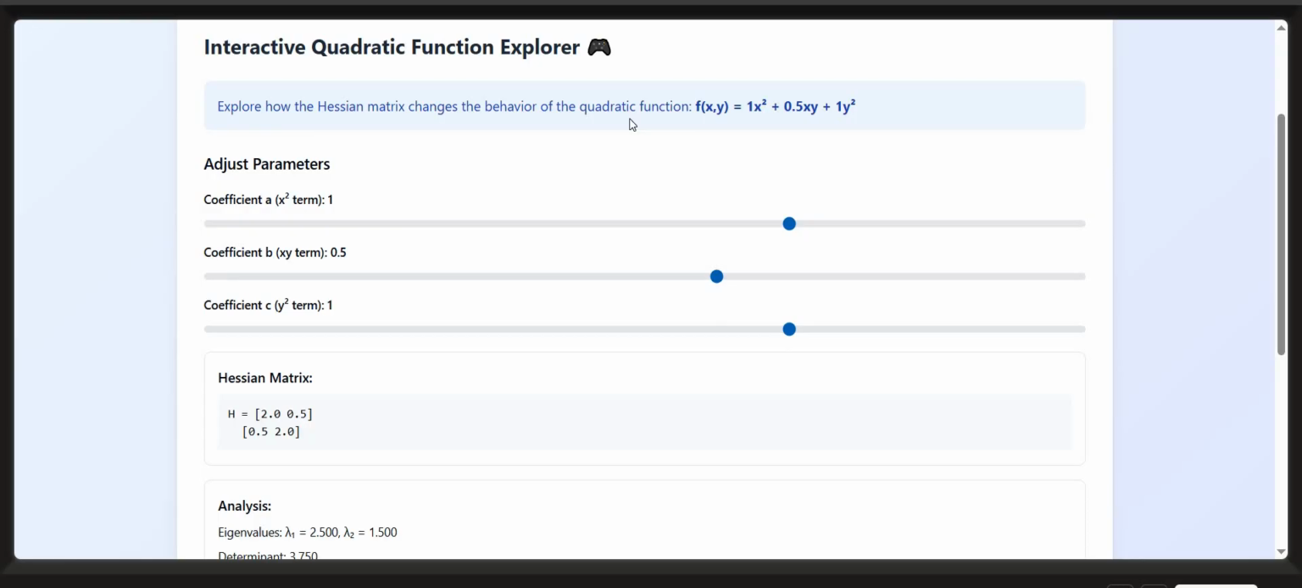Coefficient a is 1, b is 0, and c is 1. Based on those values, the Hessian becomes H equals [[2, 0], [0, 2]].